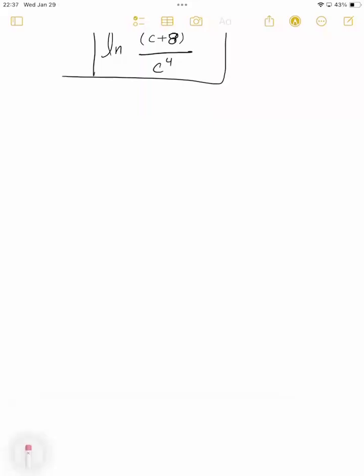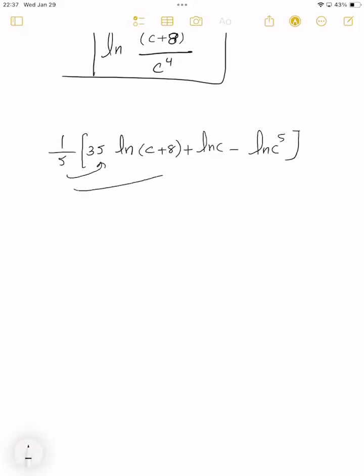So we have, this was our problem. We have 1/5 times 35 ln of c plus 8, plus ln of c, minus ln of c to the 5th. The first thing we have to do is distribute that 1/5. 1/5 times 35, I showed you that is 7.